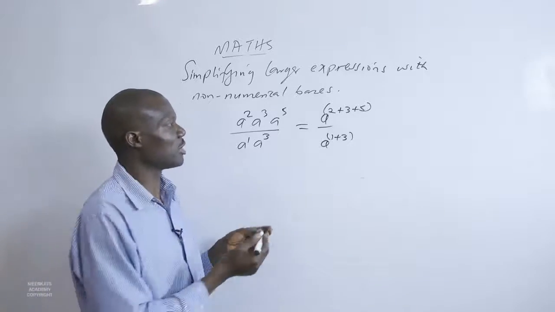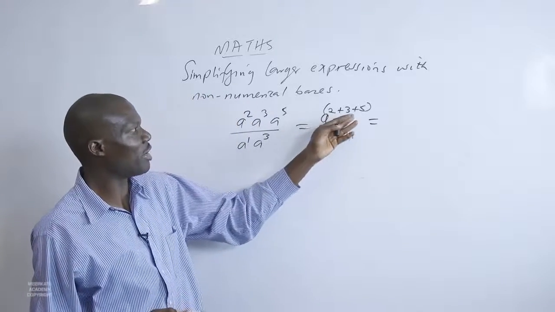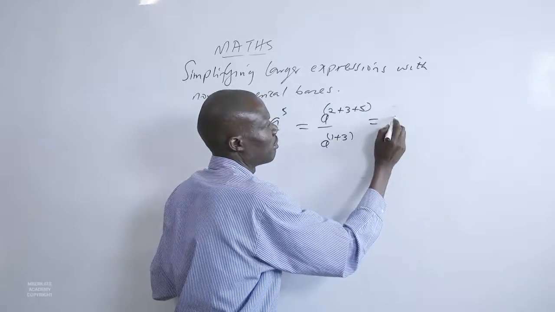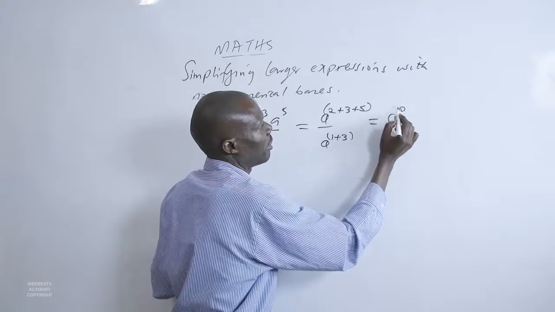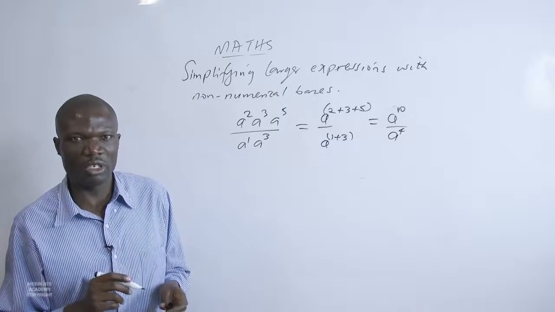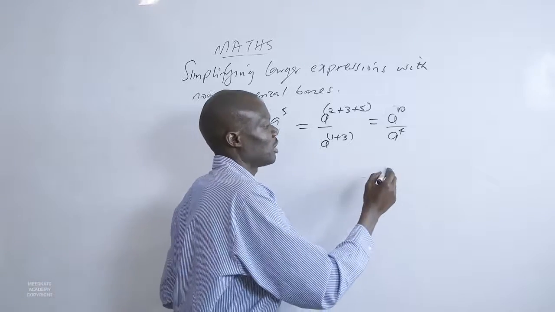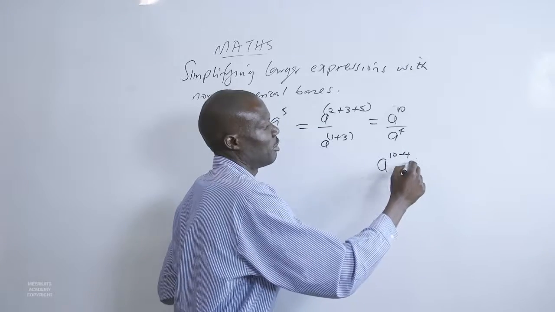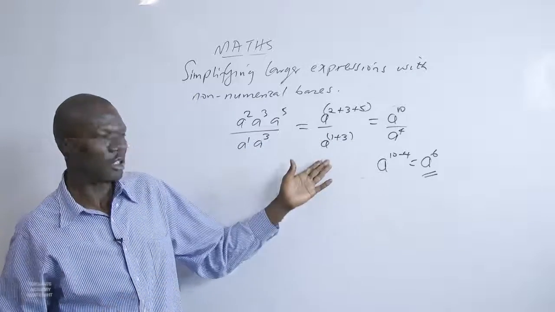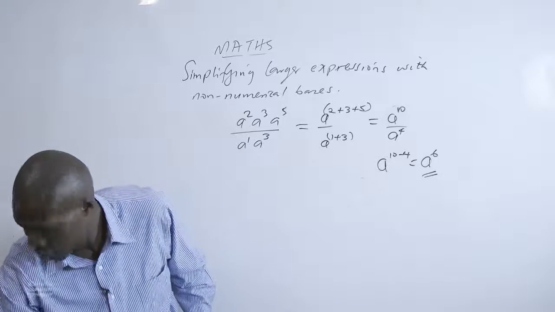But we can also do the same on this. When you do this, you'll find that the numerator is a power 10 over a power 4. The law of division when dealing with index says if the base is the same, we should subtract the powers. So this is the same as a to the power of 10 minus 4, which is a power 6. Take note the bases are non-numerical.